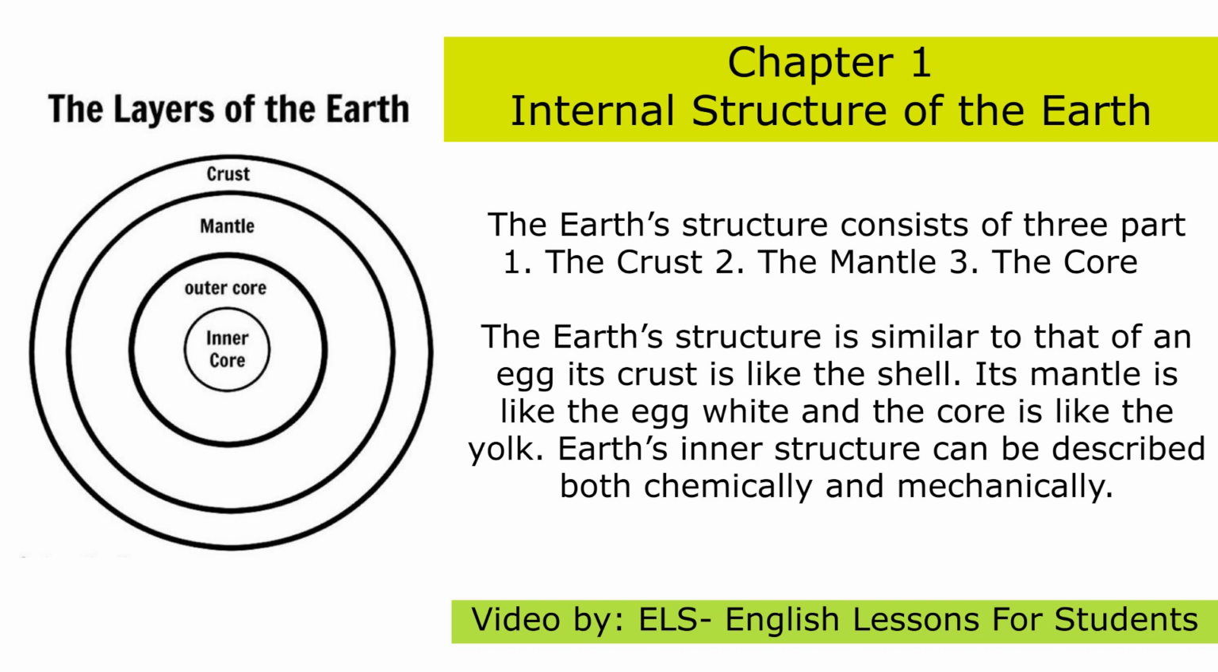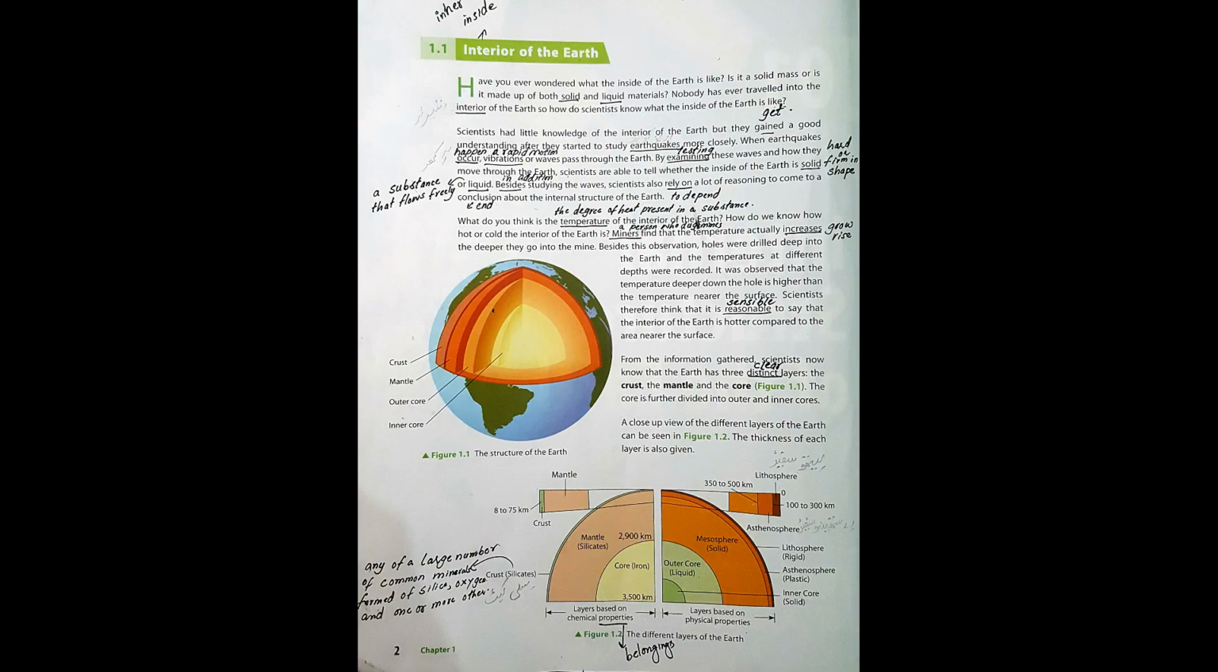Clear, students? Students, I told you about the earth's layers. I told you there are three layers of the earth. Number one, crust. What is crust? Students, crust is the outermost surface of the earth. Mostly earthquakes occur within the crust. It is the thinnest layer of the earth.